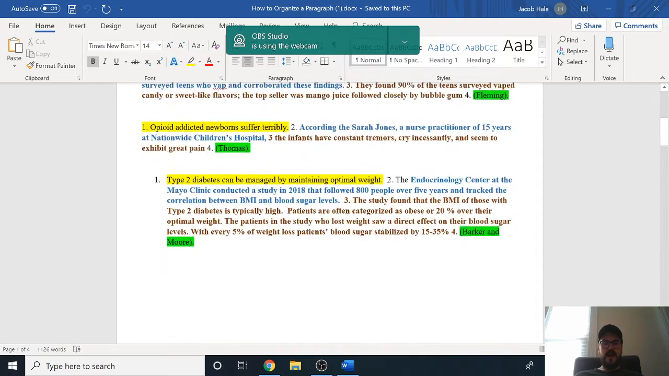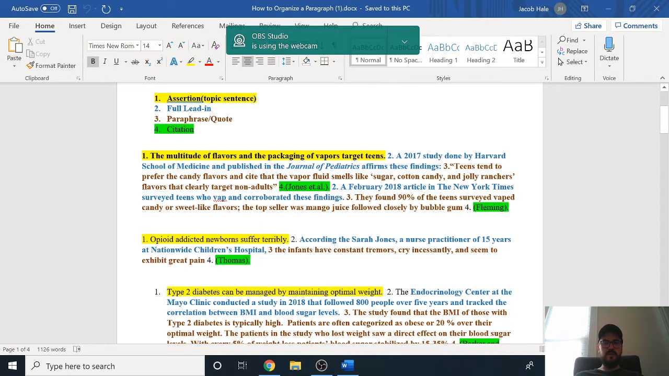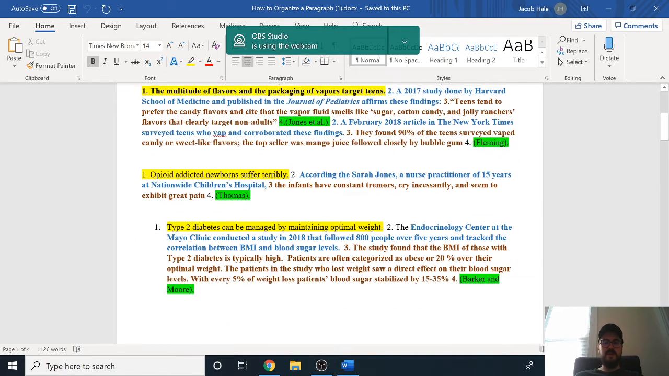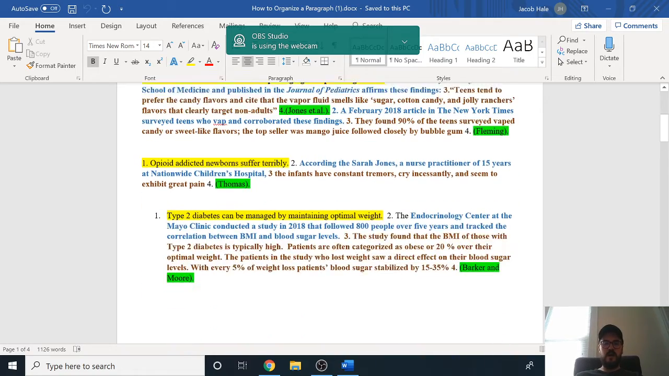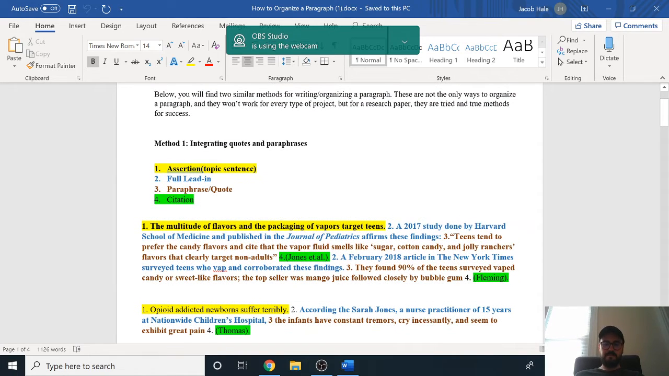And below, I have three examples here. And you'll see that each section is labeled with not only the number, but also the corresponding color. So it'll help you break down these examples. The first thing that you're going to do when you are integrating or incorporating a quote or a paraphrase into a paper, you first want to have some sort of assertion. So you are saying something, you are claiming something about your topic or about the quote. A lot of times, this is going to take the form of your topic sentence.